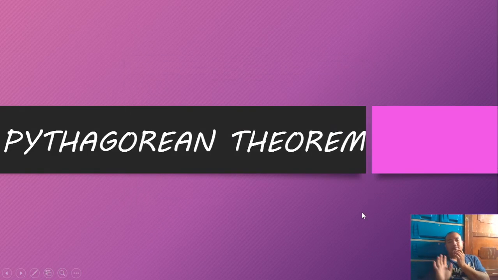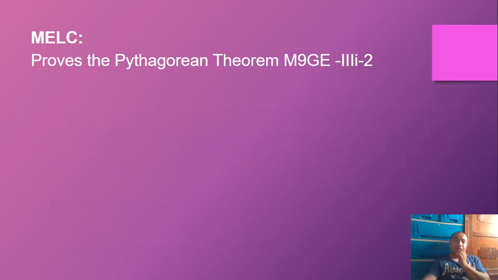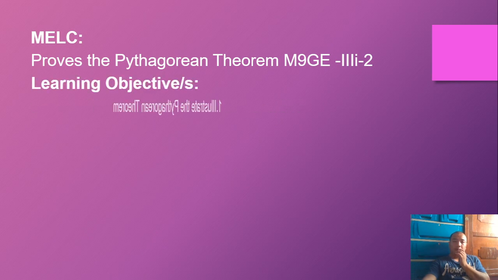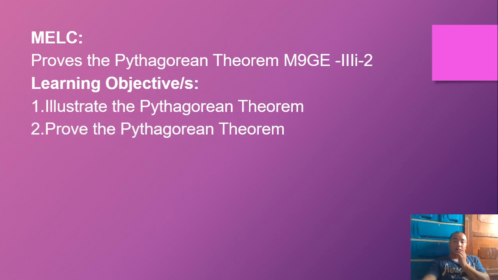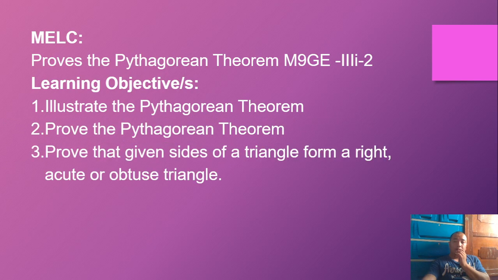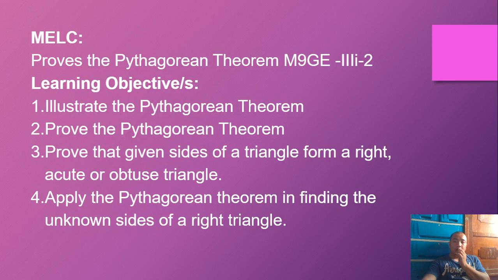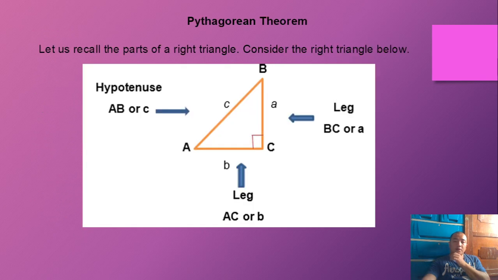Hello, grade 9 students. We are now on the topic Pythagorean Theorem. This is a topic in Mathematics 9 for quarter 3. The MELC proves the Pythagorean Theorem. For the learning objectives: number 1, illustrate the Pythagorean Theorem. Number 2, prove the Pythagorean Theorem. Number 3, prove that given sides of a triangle form a right, acute, or obtuse triangle. Number 4, apply the Pythagorean theorem in finding the unknown sides of a right triangle.